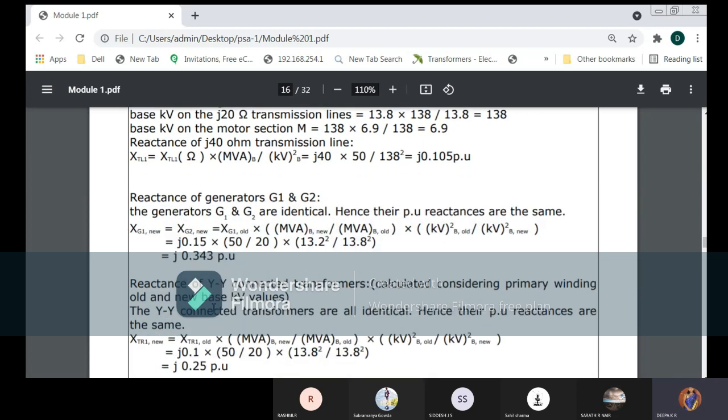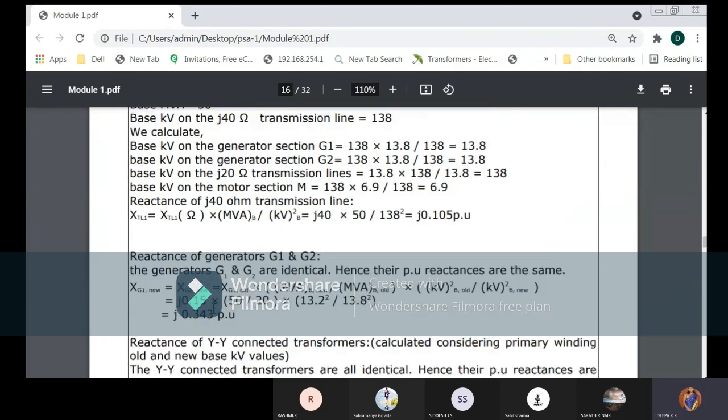One transmission line. But next I need to find out the star-connected transformer. All are identical, hence the per unit reactance is also the same. Means you have 20 ohm on both sides, so you can consider that transmission line. Transmission line is over, generator 1 is over, generator 2 is over. Next you have to determine the transformers. 1, 2, 3, 4, 5, 6. Total 6 transformers are there, but out of 6, you see in the diagram.